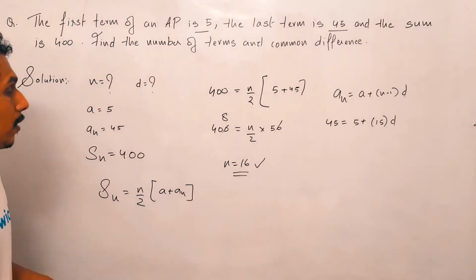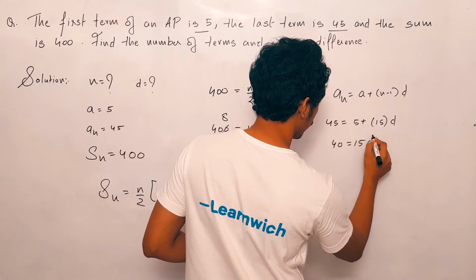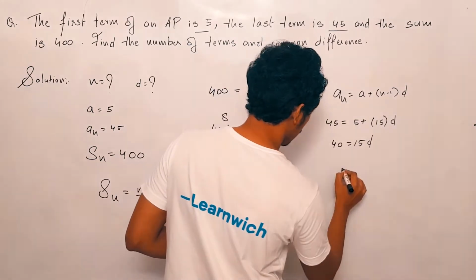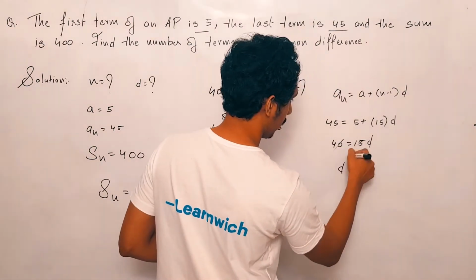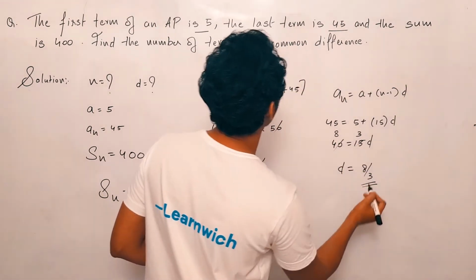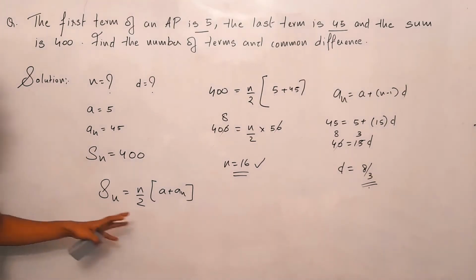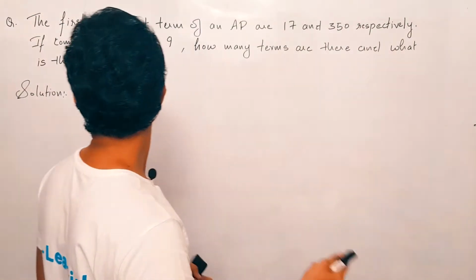So 45 minus 5 is 40, which is equal to 15d. If you divide by 5, this will be 3, this will be 8. So d is equal to 8 by 3. That's all. So let's look at the next question.